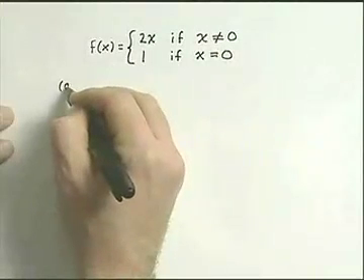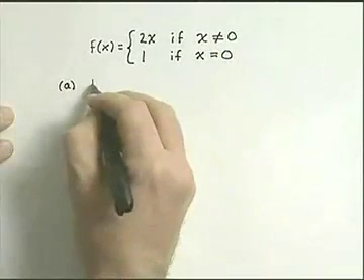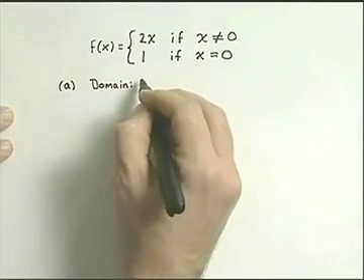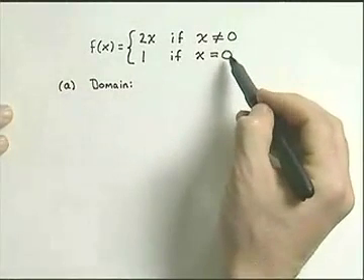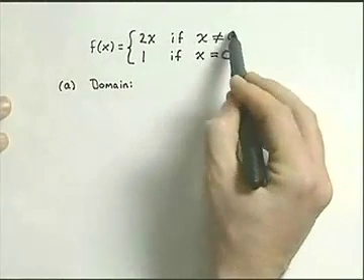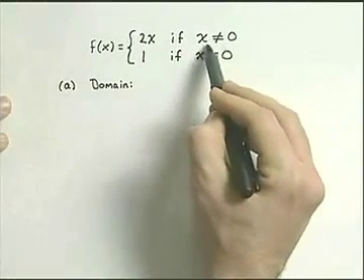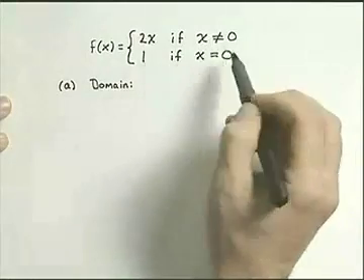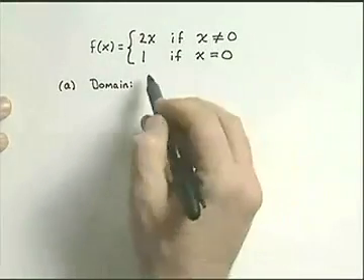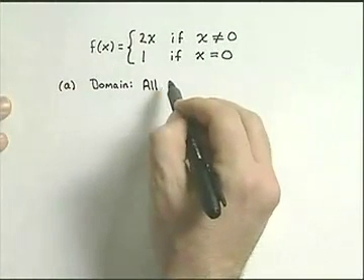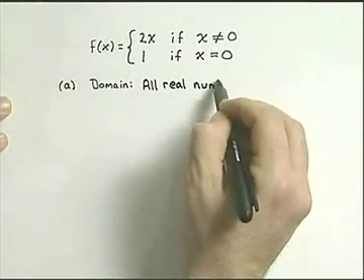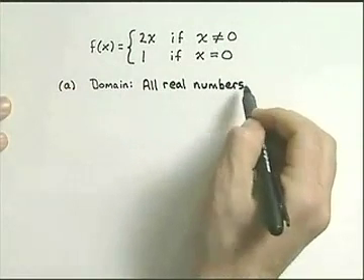Now the first thing that we want to do here is determine the domain of this function. That is, we want to determine the set of all x for which the function is defined. This function is defined for all reals not equal to 0 in this equation, and it's defined for x equals 0 in this equation. Therefore, the domain of this piecewise defined function is the set of all real numbers.